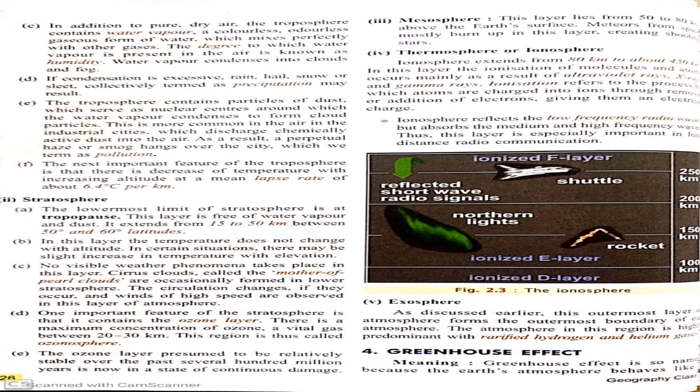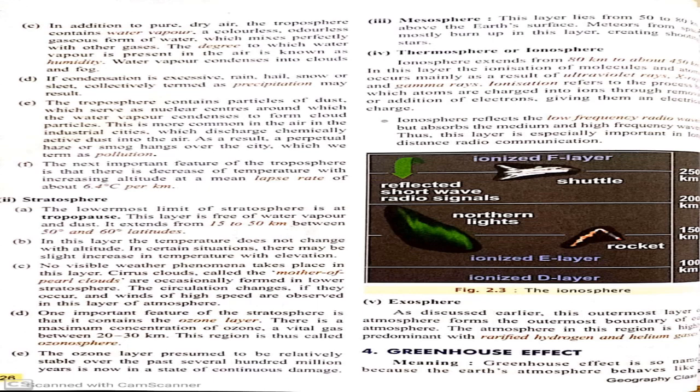Here in figure 2.3 you can see the different layers of ionosphere, the D layer, E layer and F layer. It extends up from 80 kilometer to 450. You can see at 150 kilometers a rocket. Then at 250 kilometers you can see a space shuttle as well as the radio signals. Now we'll move towards the next one, that is exosphere.